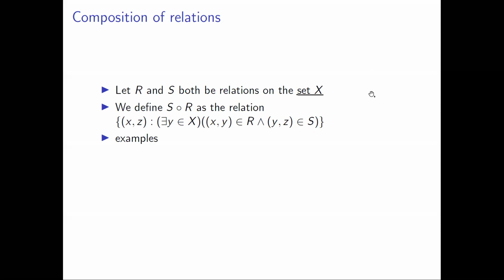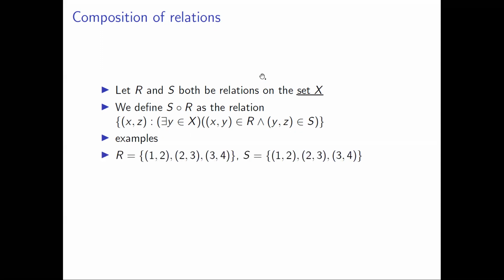And we'll look at how to calculate this with a couple of examples. So here's the first example, and we'll see how to find S composed with R. To find this composition, we can look at each element of R, and we can look at the second term in the ordered pair. And we can see, is there anything in the relation S which starts with that second term? We see something starts with 2 over here.